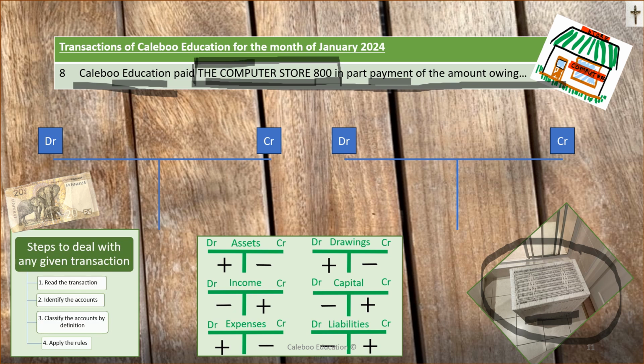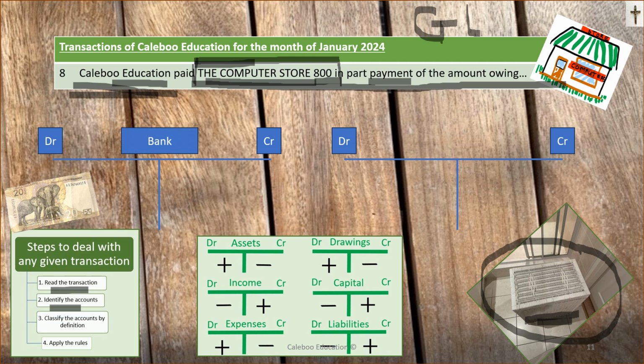Now remember, in this video I'm looking at general ledger accounts. So I've read the transaction, identify the accounts. If a payment is made, the money is going to come out of the business bank account. That will be one account. Now if I have a supplier with whom I have an account, they will fall under accounts payable or creditors control. So let's have a look here.